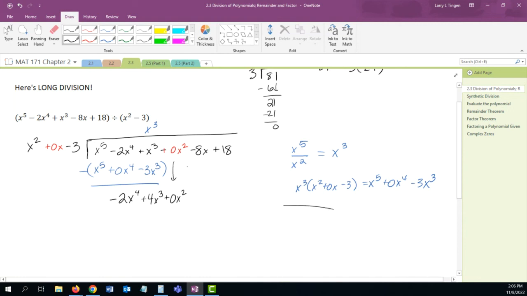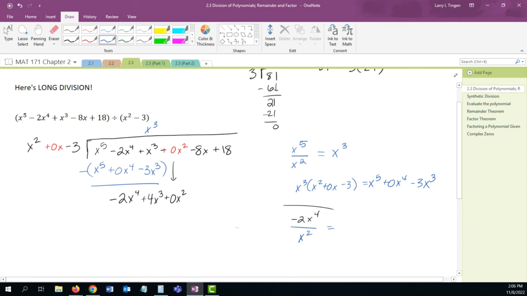So now I rinse and repeat. What's my new leading term? It's negative 2x to the fourth. What do I do with it? I divide it by the leading term of my divisor, which is x squared.